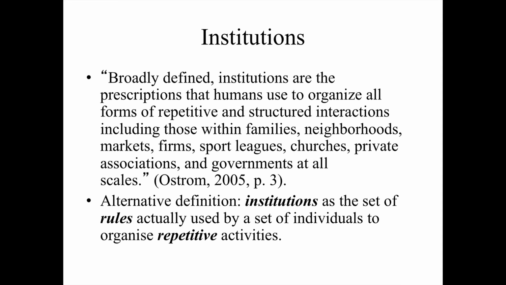A key issue in the analysis of Ostrom is the study of institutions. With institutions, we refer to the norms and rules people use to regularize the interactions they have with each other. More precisely, institutions are the prescriptions that humans use to organize all forms of repetitive and structured interactions, including those within families, neighborhoods, markets, firms, sport leagues, churches, private associations, and governments at all scales.